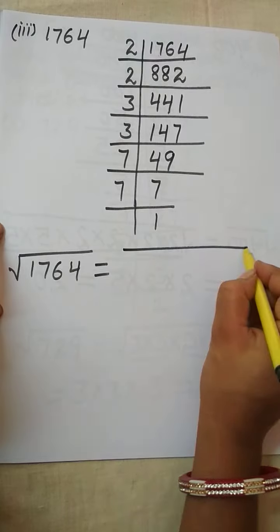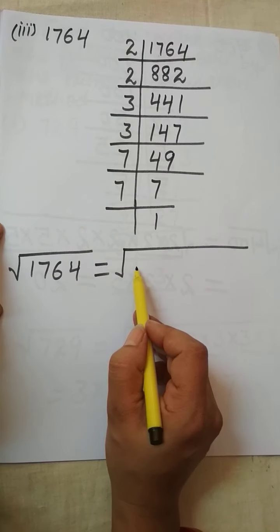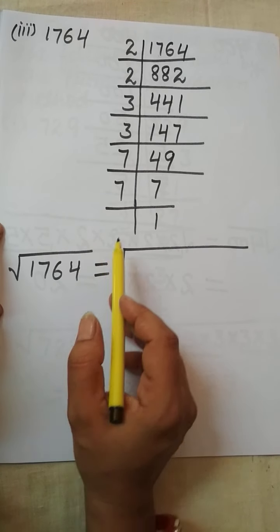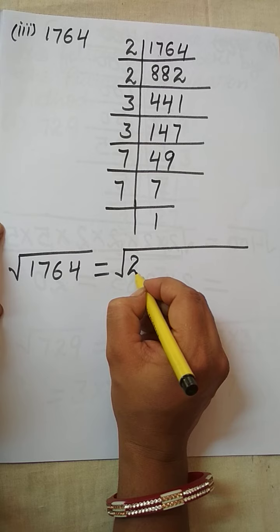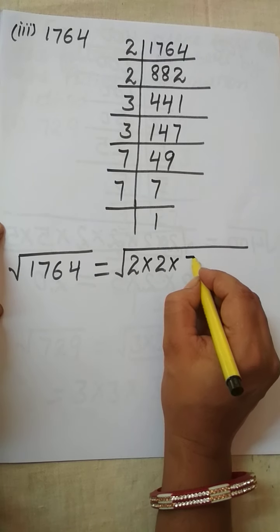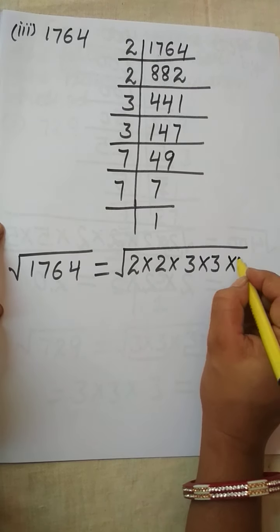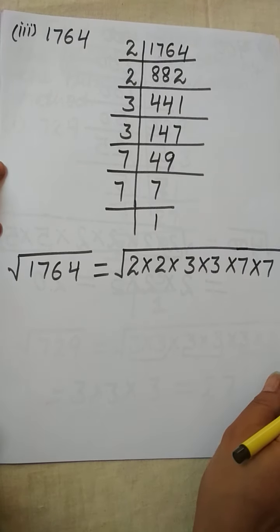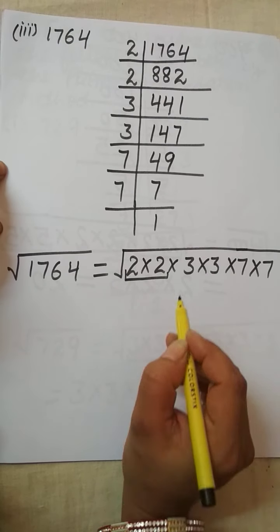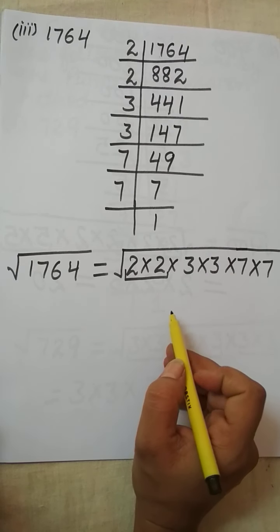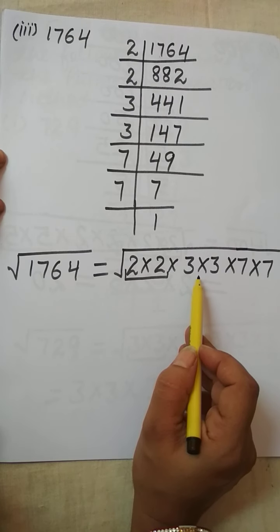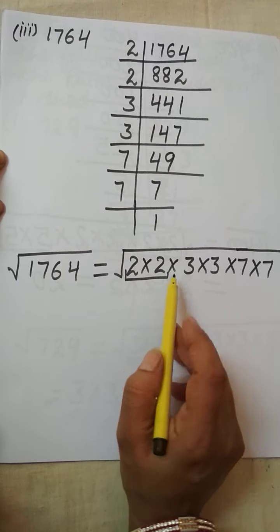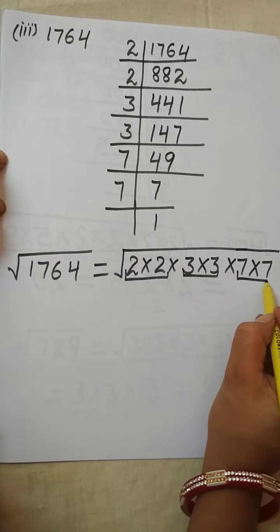That is, we will always write these in the square root as we wish to find the square root of 1764. So 2 multiplied by 2 multiplied by 3 multiplied by 3 multiplied by 7 into 7. Now make the pairs. Pairs are always with the same numbers. We cannot make the pair of 2 with 3. If I have one number 2, then the other should also be 2. 3 and 3, 7 and 7.